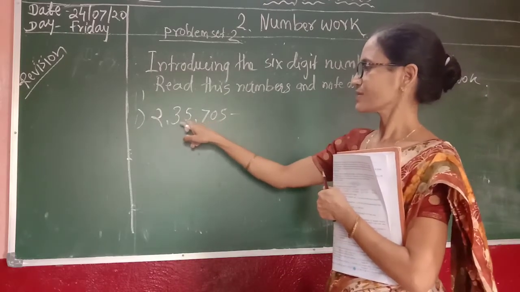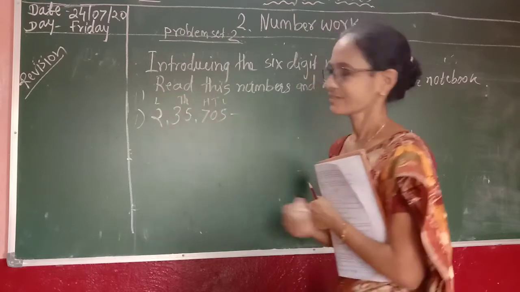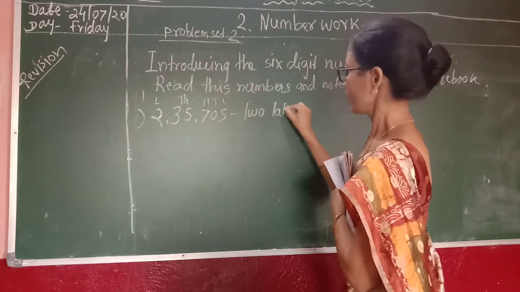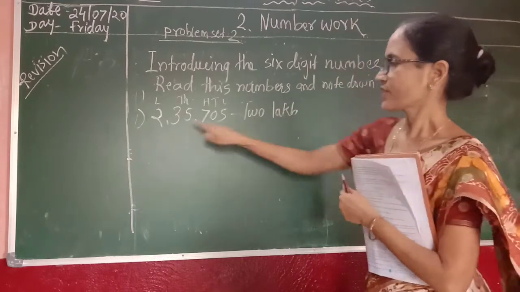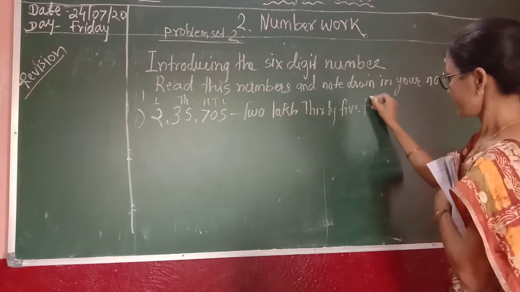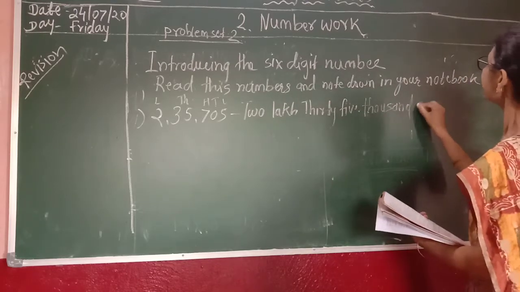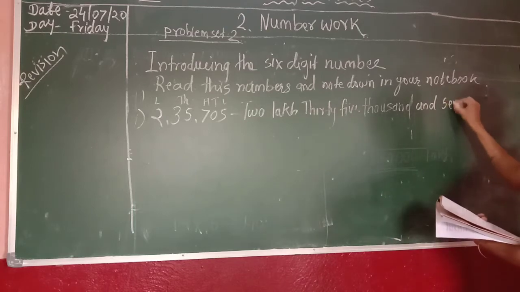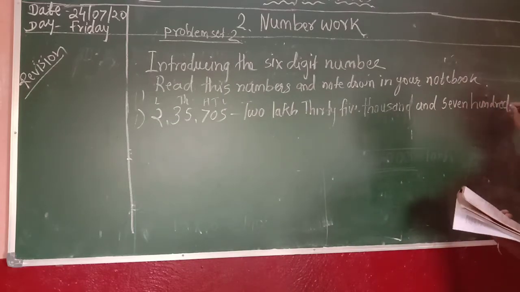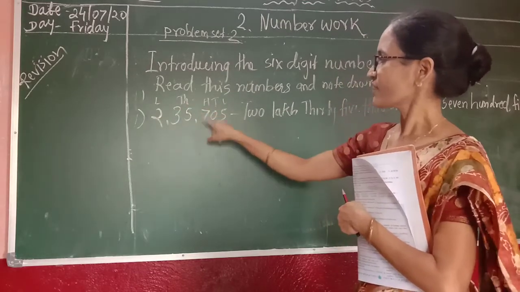2,35,705. How to write this number? You need tens, 100, 1000, 10,000, lakh. To write this number in words: 2 lakh, 35,000 and 700. What is this number? 2,35,705.